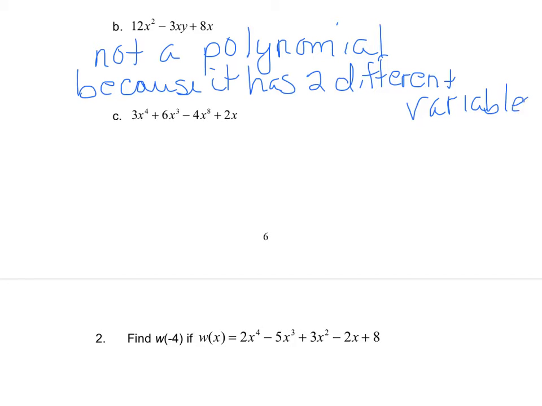It's got an x and a y, and you can't have an x and a y. You could only either have all x's or all y's. All right, let's take a look at letter C. Is letter C considered to be a polynomial? Yes, it is, because it only has variables of an x.